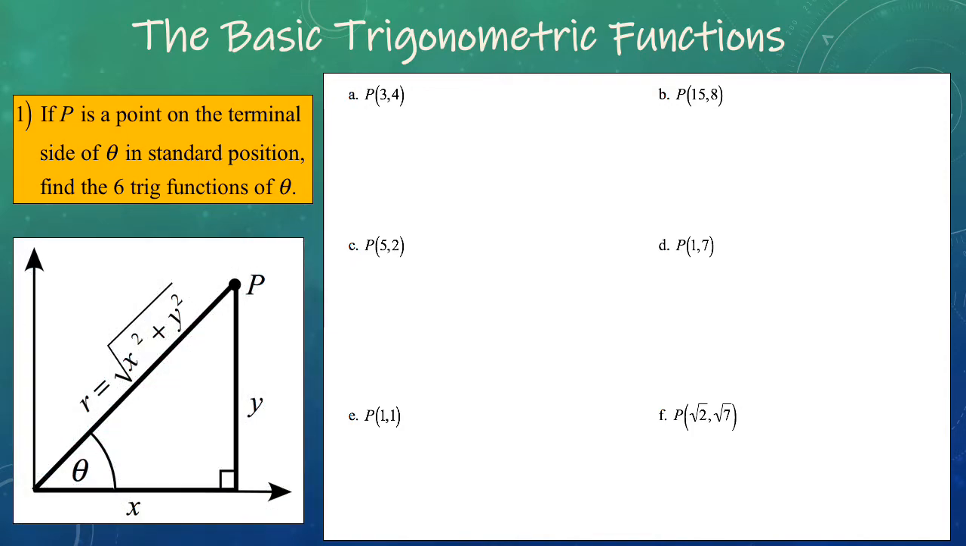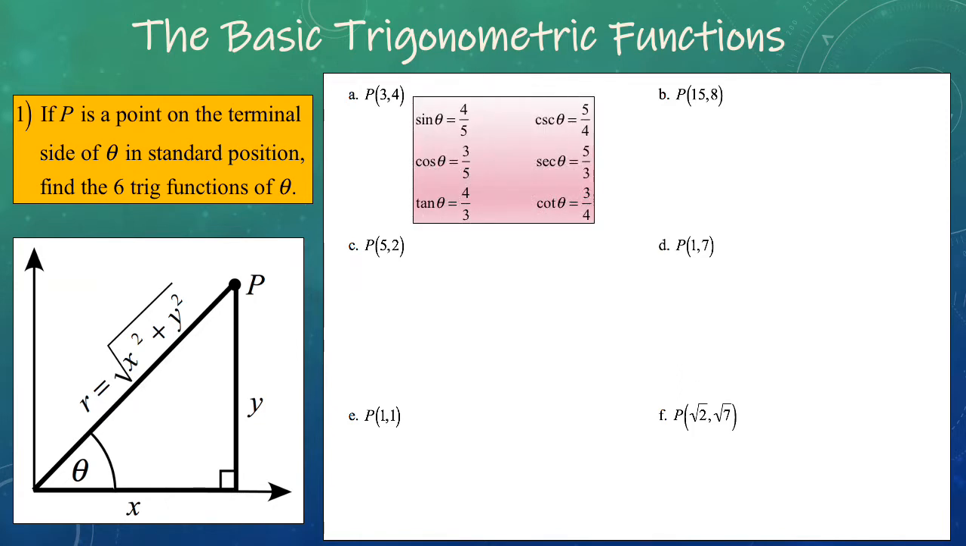Since all 6 points are in the first quadrant, the picture is the same for each. We have point P on the terminal side of theta, and from that we have a right triangle created with the x-axis, with sides x, y, and the hypotenuse being r, which is the square root of x squared plus y squared. In part A, our point is (3, 4).